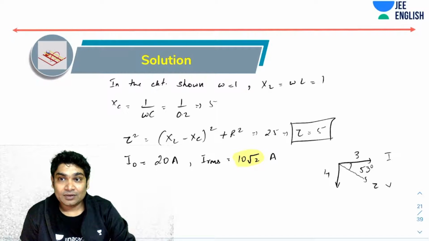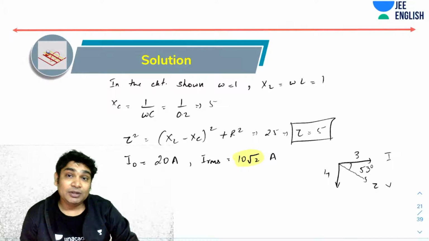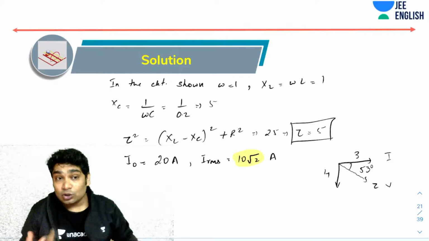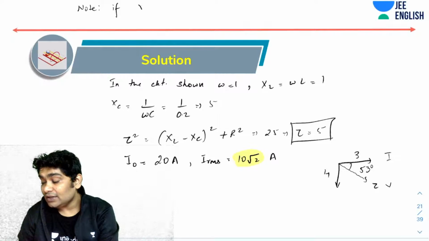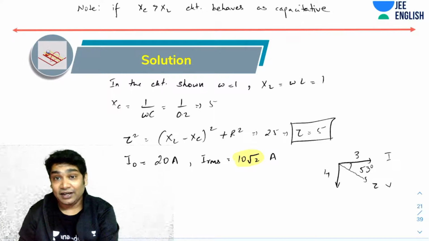Okay, so I can see here that the voltage lags, which, if you remember, should be easy to see. In the case of an inductor, you will remember the voltage leads, and in the case of a capacitor, the voltage lags. So you can make a note here. You can notice one thing. Note, if XC is greater than XL, the circuit behaves as capacitive. It will have the voltage lagging the current, or the current leading the voltage.